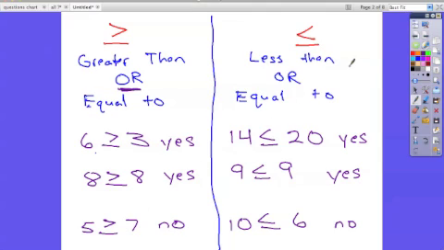And just the opposite over here, less than or equal to. First example, 14 is less than or equal to 20. Yes, it is. 9 is less than or equal to 9. It is, because it has the or equals part. And then this one does not work. 10 is less than or equal to 6.